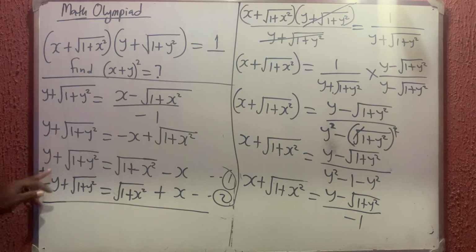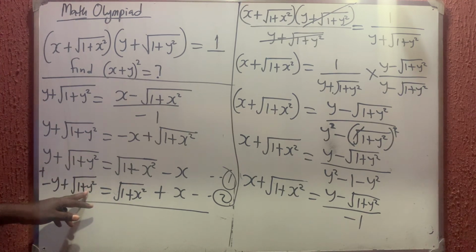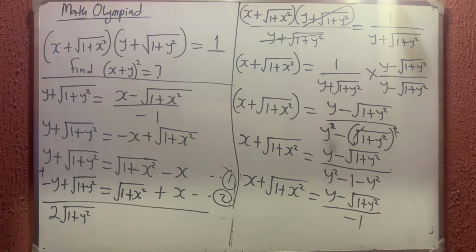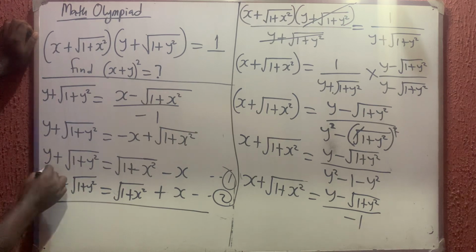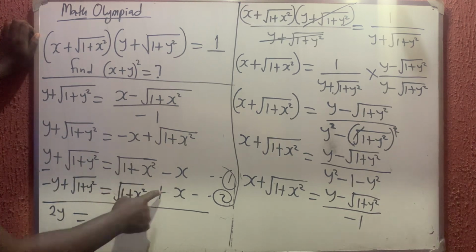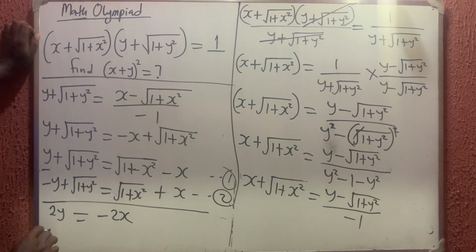Let us add. This plus this is gone. This plus this will give us 2 the square root of 1 plus y squared. Okay, do we add or do we subtract? Let us subtract, sorry. Let us subtract instead of adding. Okay? Let us subtract. This minus this will give us 2y. This minus this is gone, is equal to, this minus this is gone, and this minus this will give us minus 2x.